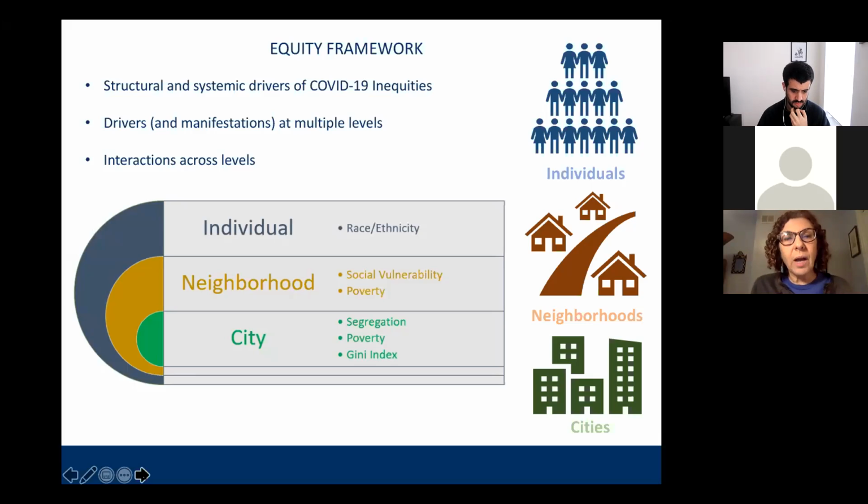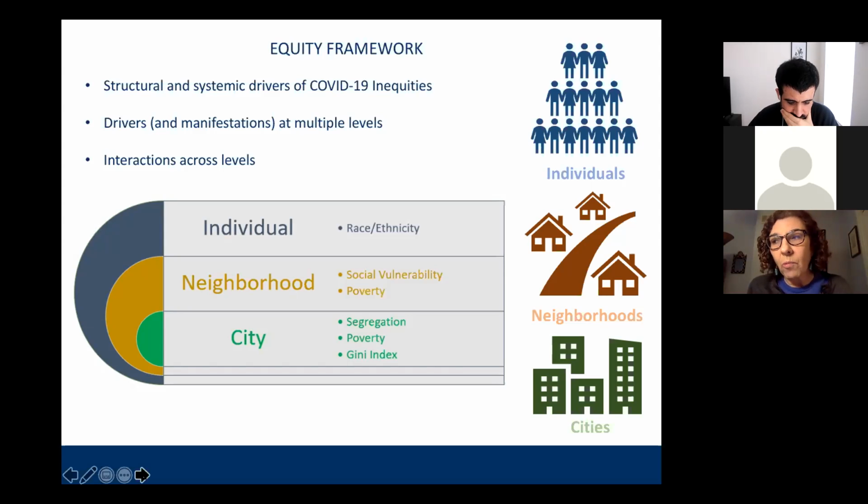Factors that involve drivers and also manifestations at multiple levels, at the levels of individuals themselves, at the levels of neighborhoods, at the levels of cities, and also that there are many interactions across levels. So for the purposes of describing inequities in the dashboard, we have identified factors at 3 different levels, as shown in the figure. At the level of individuals, there are many characteristics of individuals that generate differences across social groups in COVID-19: occupation, income, education, and race ethnicity, of course.